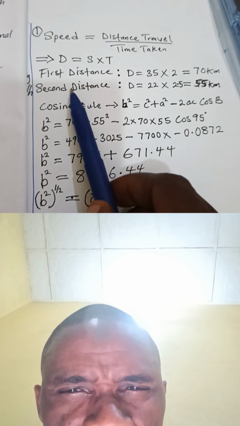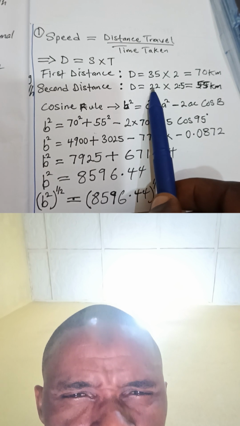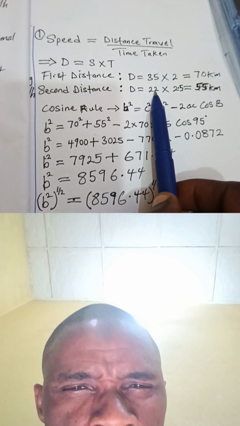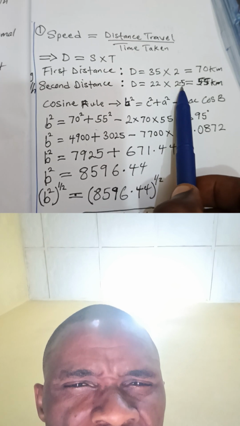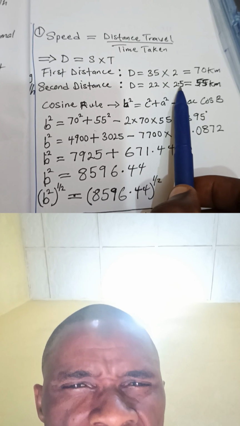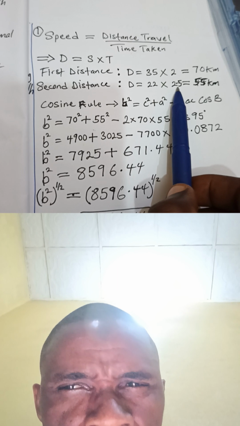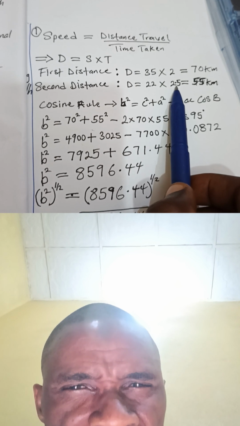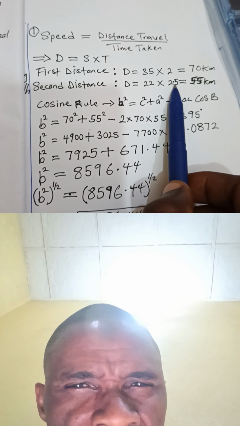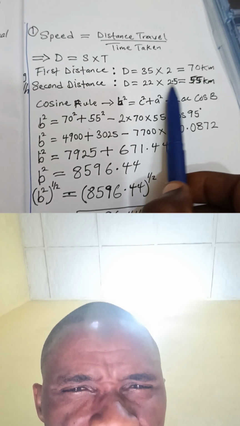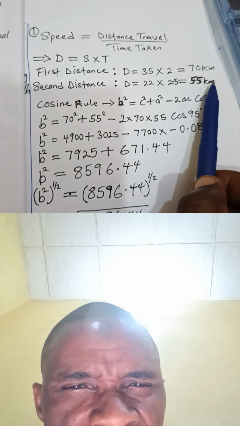The second distance: the speed is 22 km per hour, and we put 22 times 2.5 hours. 2.5 hours is 2.5 because half an hour is 0.5, since 30 minutes is half of 60 minutes. So we multiply, and it's going to give us 55 kilometers.